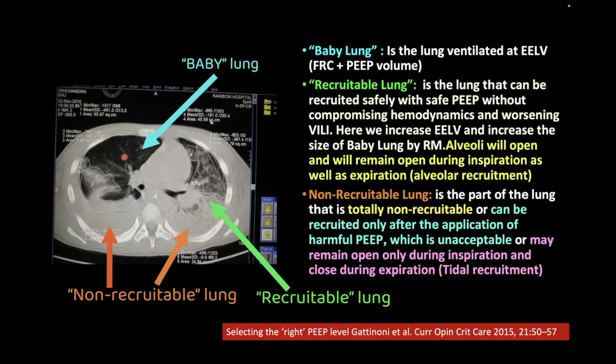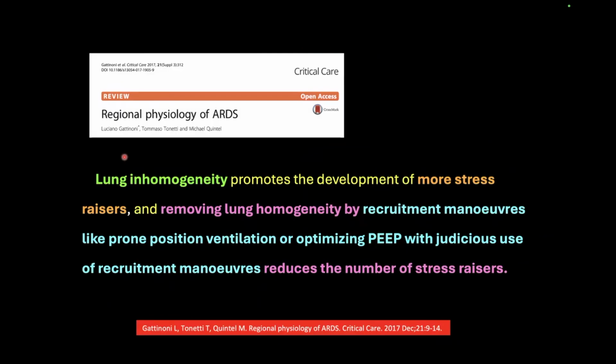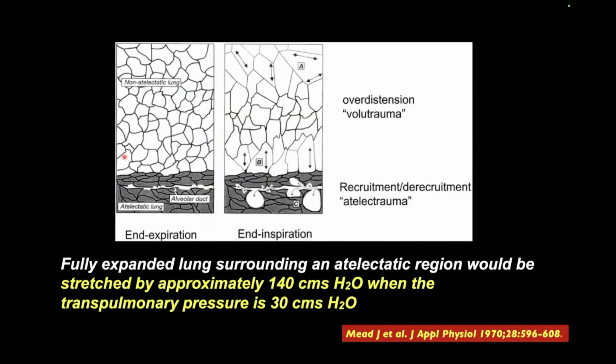So these are the three parts in the lung, and even inhomogeneity promotes the development of more stress risers. Studies have shown that at the junction of the open alveoli and the collapsed alveoli, the pressures can go as high as 140 centimeters of water when the transpulmonary pressure is only 30 centimeters of water. So on the ventilator screen, you may see a plateau pressure of 28 or 30, but the pressure at the interface between the collapsed alveoli and open alveoli can be as high as 140 centimeters of water.